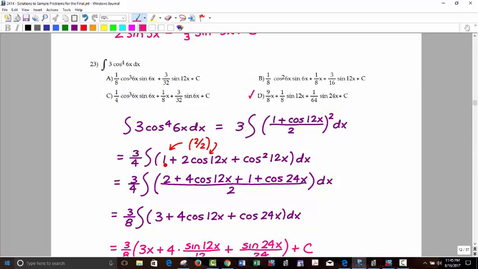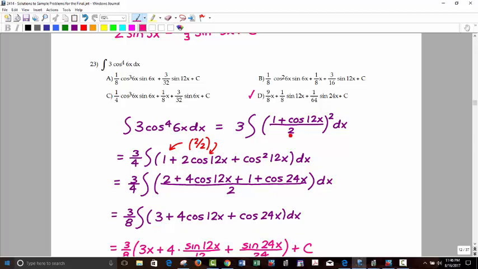Now you FOIL this out, you're going to get 1 plus 2 cosine of 12x plus cosine squared of 12x. Now the cosine squared of 12x means I'm going to have to use that identity again. So cosine squared of 12x means I'm going to get 1 plus cosine of 24x over 2.